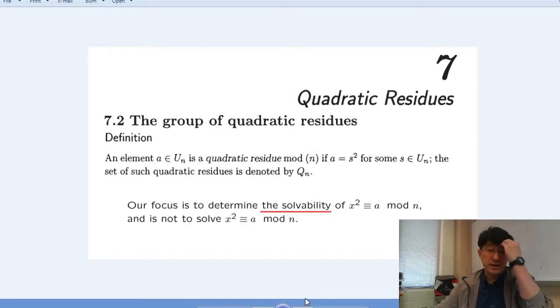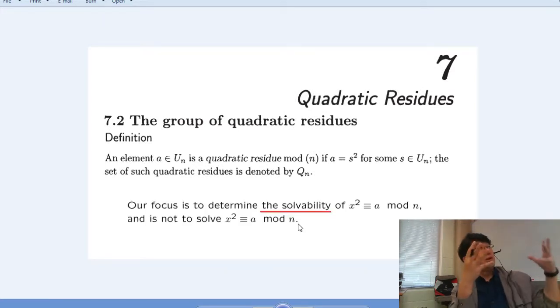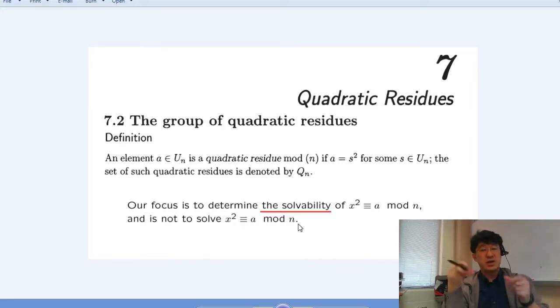All right, here's an interesting thing, two things here. What we are learning in this section, chapter 7, is the solvability of this equation. Given A, is this a quadratic residue or not? Is there an S in there or not? That's a solvability question. If it is solvable, of course we want to actually solve it. If A is a square of something, then what is that number? That's a different question. It is not in here.